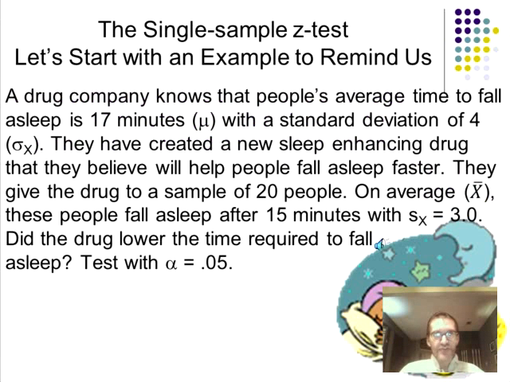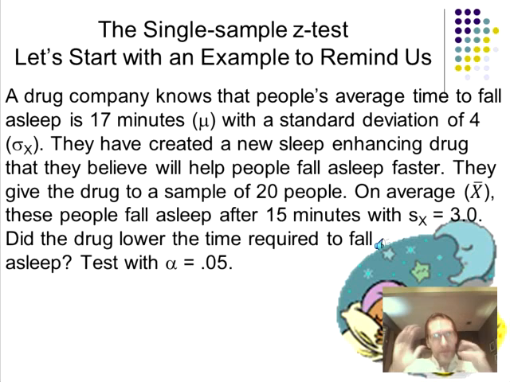A drug company knows that people's average time to fall asleep is 17 minutes. That's the average mu, with a standard deviation of 4, and that's sigma. They've created a new sleep-enhancing drug that they believe will help people fall asleep faster. They give the drug to a sample of 20 people, and on average, these people fall asleep after 15 minutes with a standard deviation of 3. Did the drug lower the time required to fall asleep?